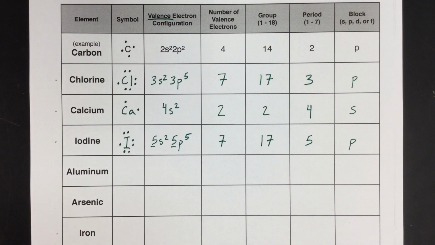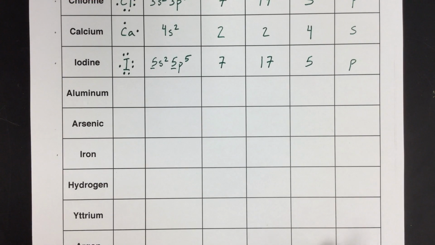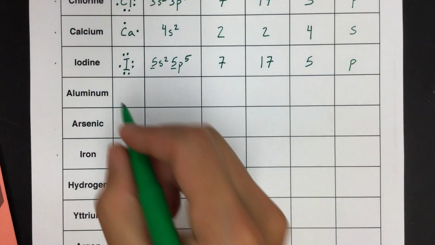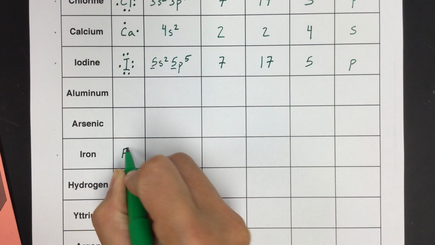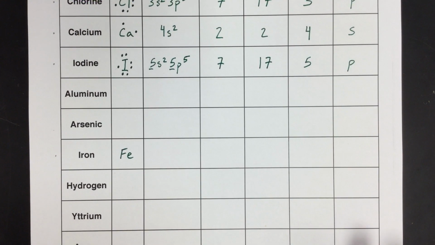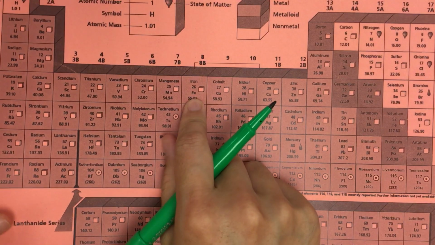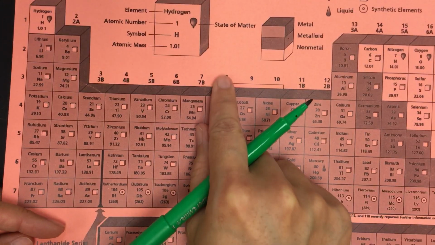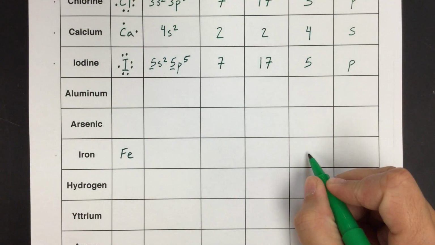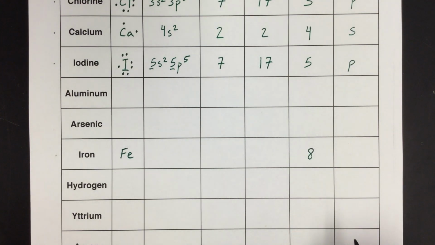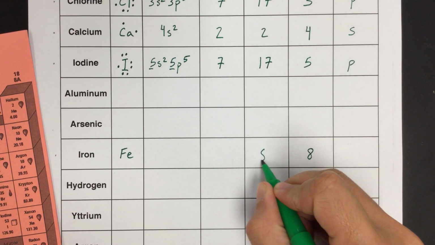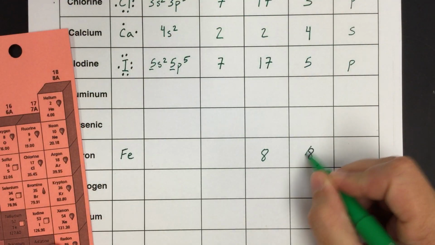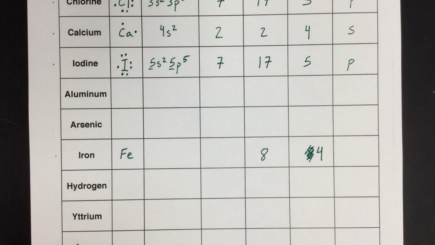All right, one more tricky one. We're gonna skip down to iron. Okay, iron is here. It is Fe. Okay, iron's a little tricky. The number of valence electrons that iron has, let's answer a few other questions first. It is in group 8, so we can write that. Oh, sorry, I wrote that in the wrong spot. And then period 4. Don't make the same mistake I did.